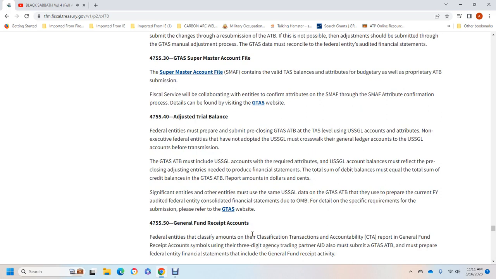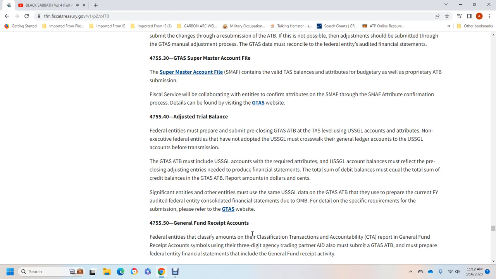Section 4755.40: adjusted trial balance. The federal entities must prepare for the submission of the pre-close Government-wide Treasury Account Symbol adjusted trial balance at the Treasury Account Symbol level using the United States Standard General Ledger accounts and attributes. The federal account for the entity, on top of the United States Standard General Ledger, must be crosswalked with the General Ledger accounts to the United States Standard General Ledger accounts before transmission.